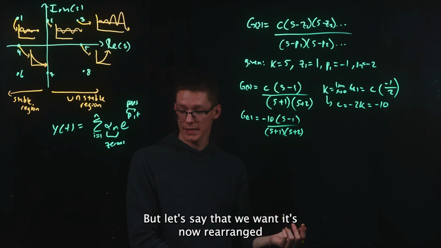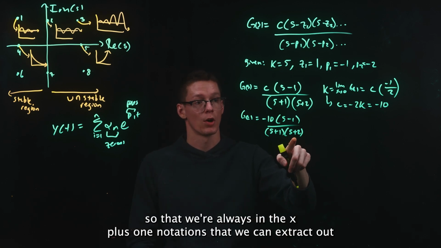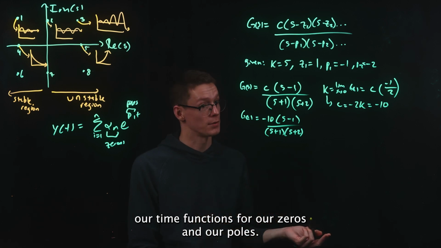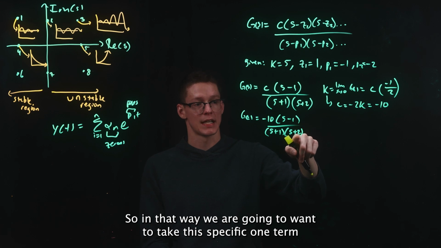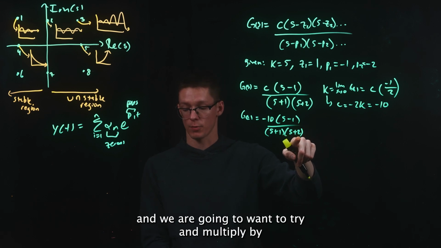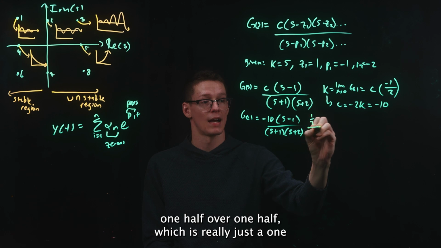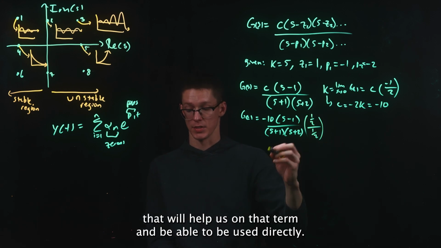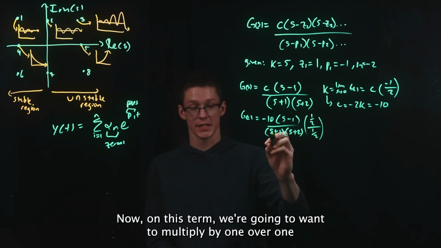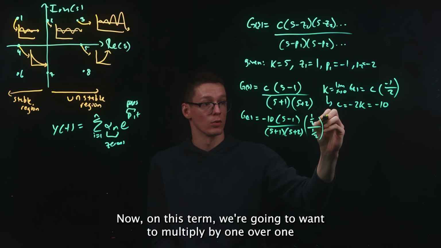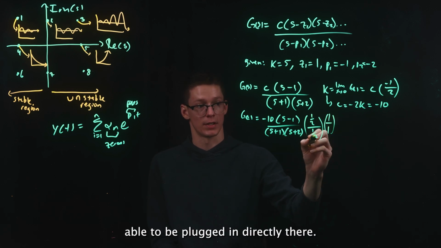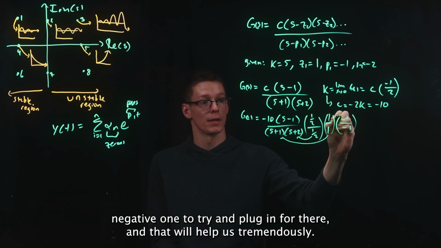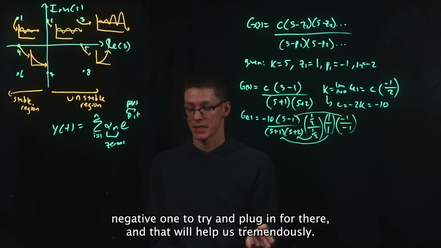But let's say that we wanted to now rearrange this so that we're always in the s plus 1 notation so that we can extract out our time functions for our zeros and our poles. So in that way, we are going to want to take this specific one term and multiply by 1/2 over 1/2, which is really just a 1. That will help us on that term and be able to be used directly. Now, on this term, we're going to want to multiply by 1 over 1. That's going to be able to be plugged in directly there. And then here, we want to multiply by -1 over -1 to try and plug in for there. And that will help us tremendously.